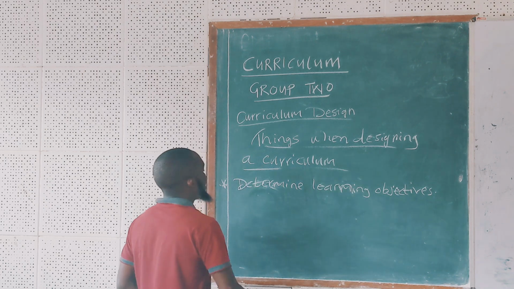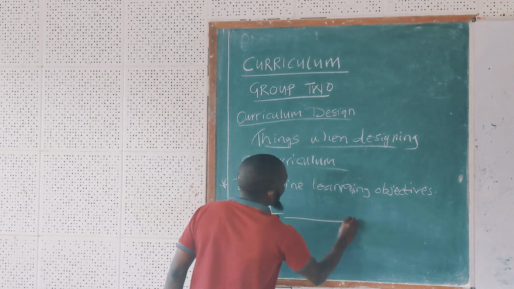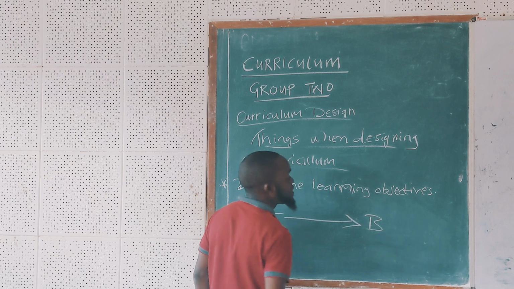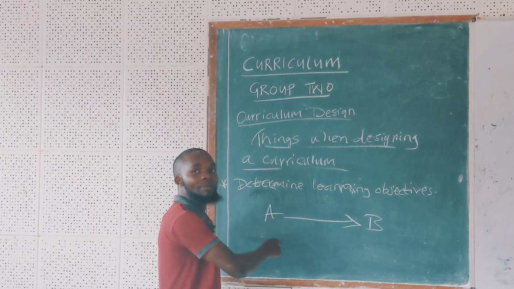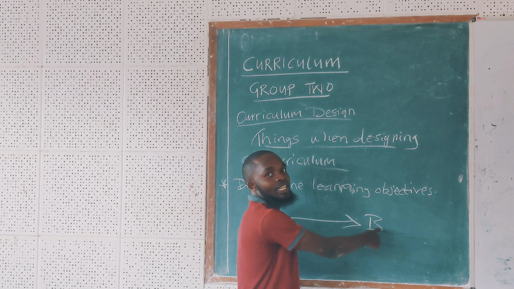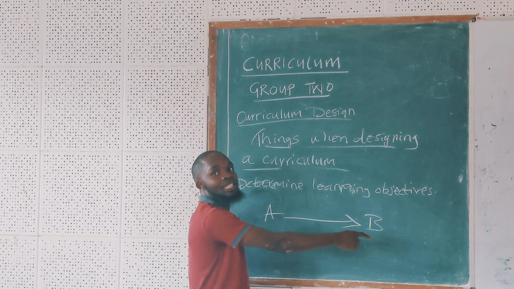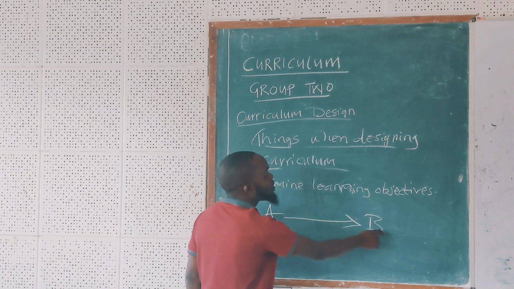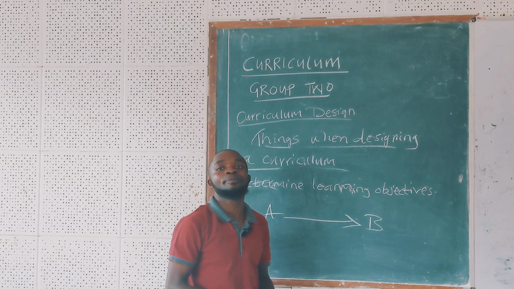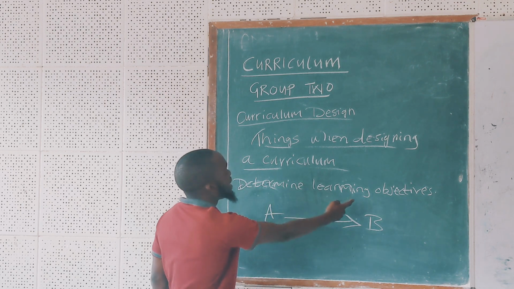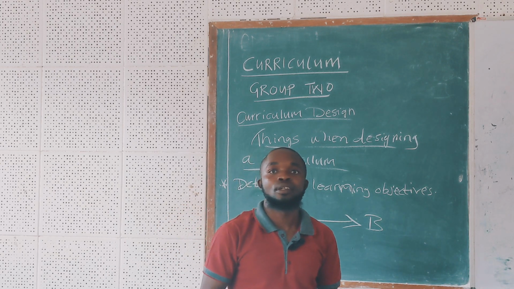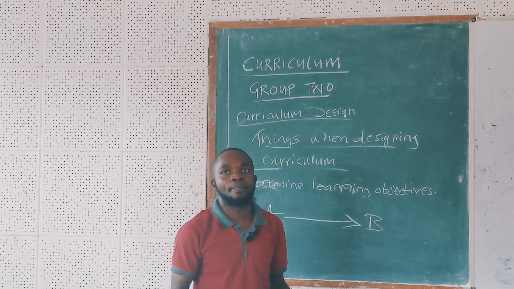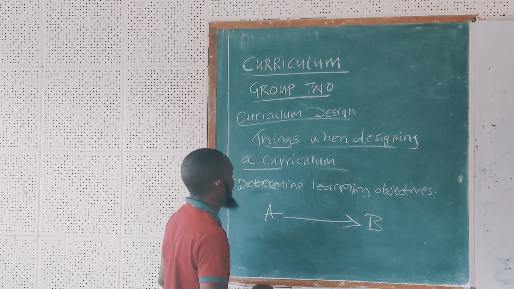It's like somebody is at point A and wants to go to point B. So now you are at this point, and your aim is to go to this point. So B becomes your learning objectives, because that's where you want to go. That is what learning objectives are all about. They provide direction to where you are going. I'm pretty sure that one is clear.